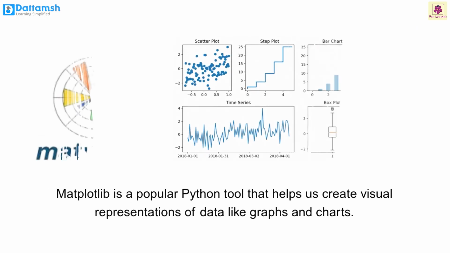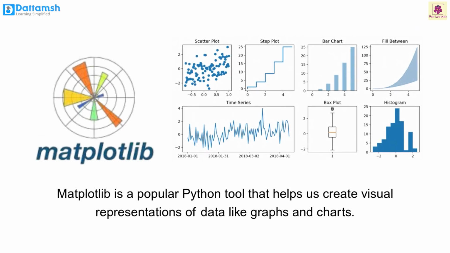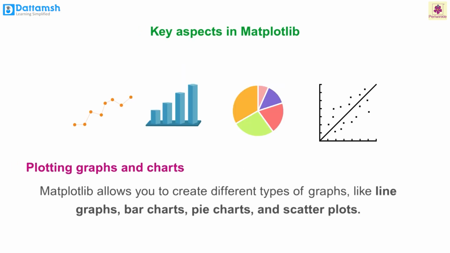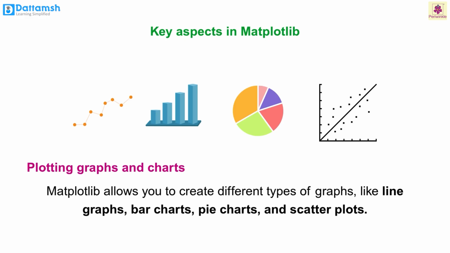Matplotlib. Matplotlib is a popular Python tool that helps us create visual representations of data like graphs and charts. It gives us a visual representation of the information, making it easier to understand. It also helps to see patterns or trends in the data. Let us learn about some key aspects in Matplotlib.